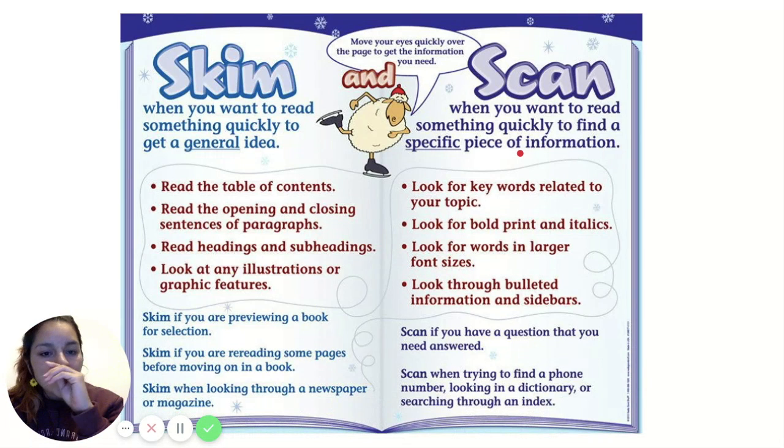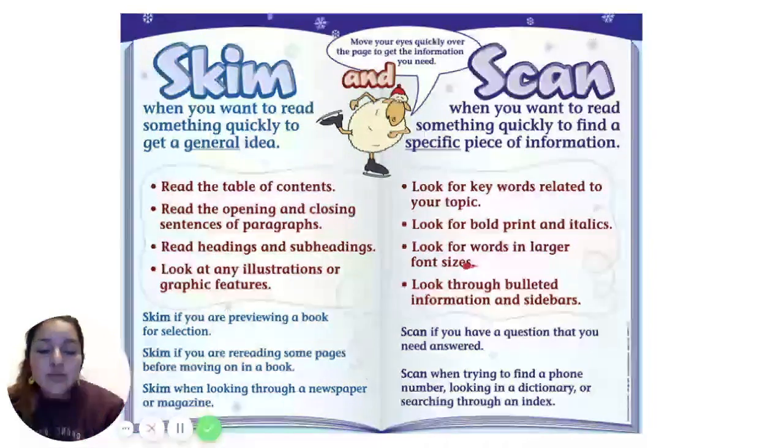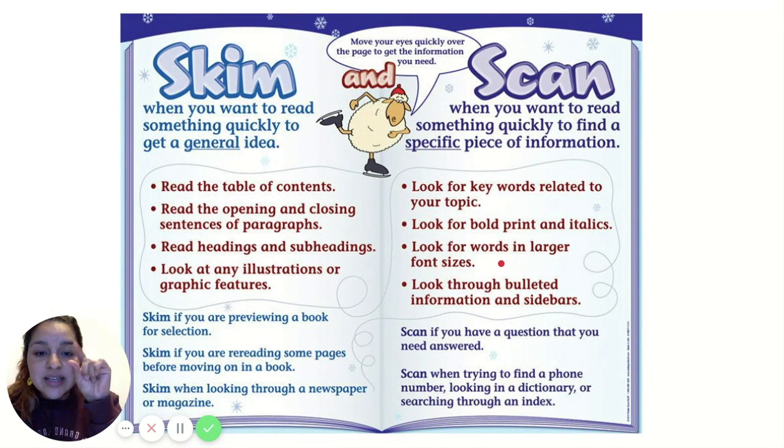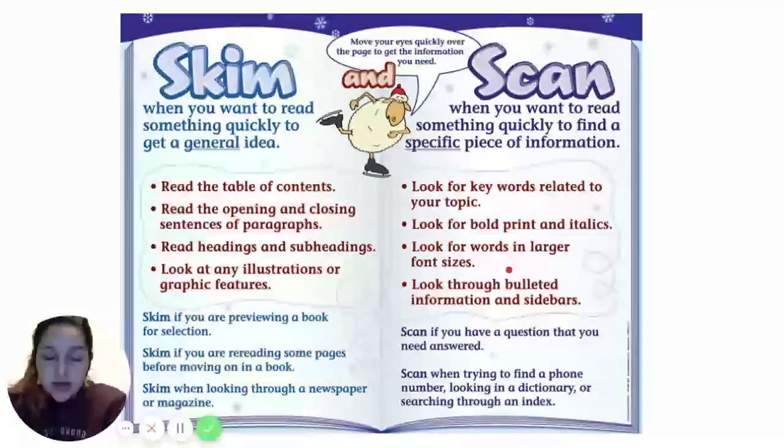And then we have scanning, which is when you want to read something quickly for specific information. Scanning is for specific information, and we use this when you're looking for keywords in bold print and italics. Different sizes. We're going to look at the sizes of the letters, if they are in bold or not, and at bullet information.